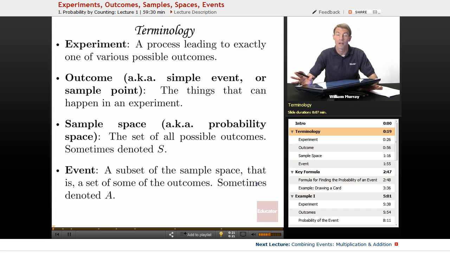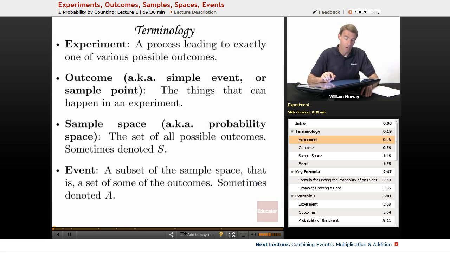The words that we're throwing at you are all used to describe probability experiments. So let me first introduce the word experiment itself. An experiment is a process leading to exactly one of various possible outcomes. So we'll see lots of examples of this as we go through the lectures, but a very simple example would be: you flip a coin, or you roll a die, or you draw a card from a deck. Those are the kinds of things where we can run an experiment and exactly one of various possible outcomes will occur. So having said that, I should say what an outcome is.